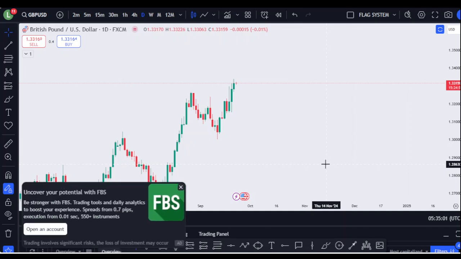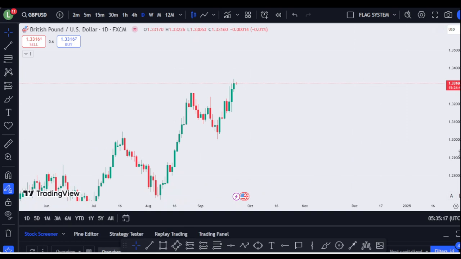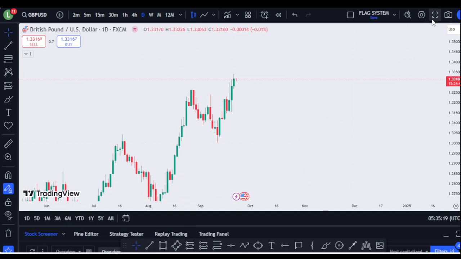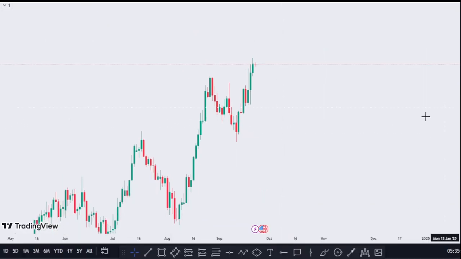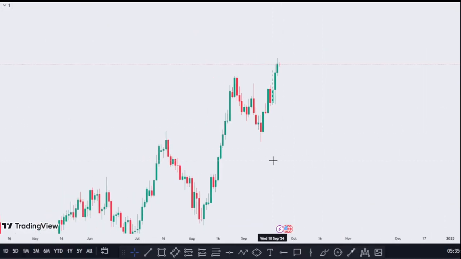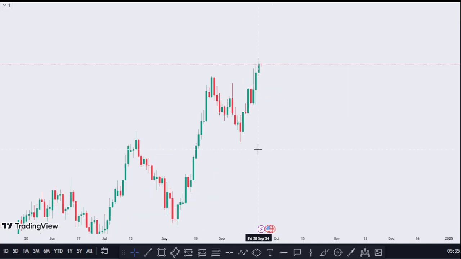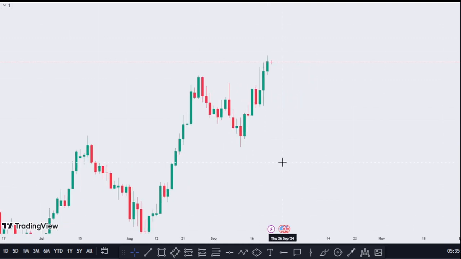The number one pair on my watch list that I'm going to explain right now is Great Britain, GBP USD. On the daily chart of GBP USD, we are going to run a top-down market analysis so that we can do this together.